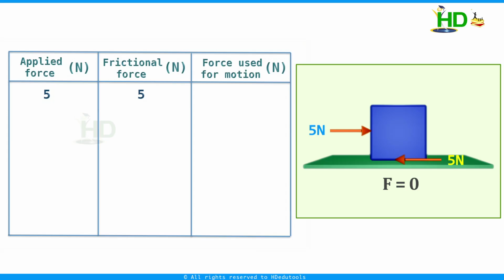What is the force used for the motion? 0 Newton. When you apply 15 Newton force, the net force is 0, the body will not move, hence the frictional force is 15 and the force used for the motion is 0. When you apply 20 Newton force, in this case also the body will not move, the frictional force is 20 Newton and the force used for the motion is 0. When the applied force is 25 Newton, the frictional force is 25. At this stage, the body starts moving.